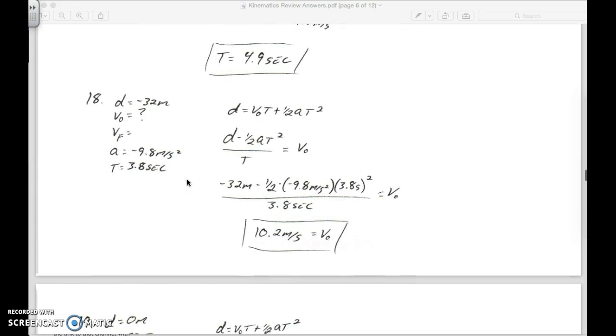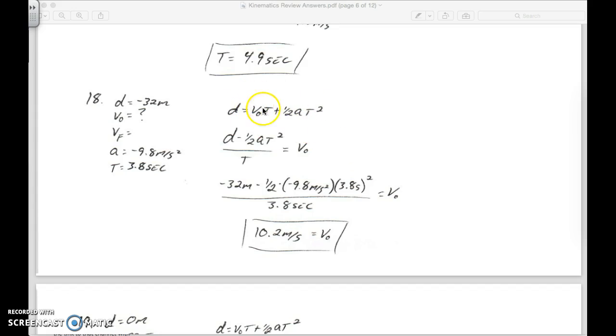Number 18. While standing on a bridge, a student throws a rock up into the air. It takes the rock 3.8 seconds to hit the water, so that's our time, and that water is 32 meters below, so make sure since it's below, it's negative 32 meters. It's 32 meters lower than where you threw it, not 32 meters higher. With what initial velocity did the student throw the rock? We're looking for V naught. We're going to use the equation that does not have Vf in it. That's going to be d equals V naught t plus 1/2 at squared.